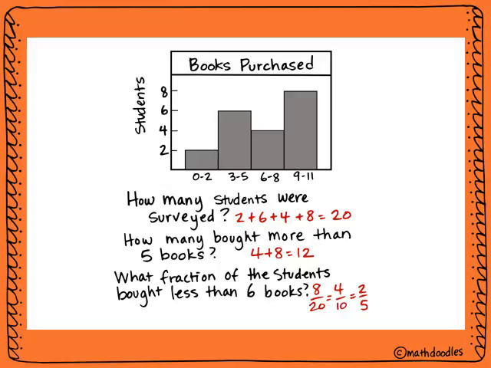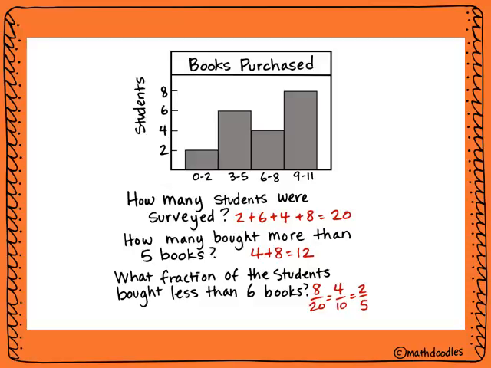So this is an example of a histogram. So if you notice on the x-axis on the bottom, it has a range of numbers and not just one category. So we have a range of numbers from 0 to 2, from 3 to 5, from 6 to 8, and from 9 to 11. So this graph shows us that 2 students bought somewhere between 0 and 2 books. The thing with a histogram, it doesn't give us specific information.